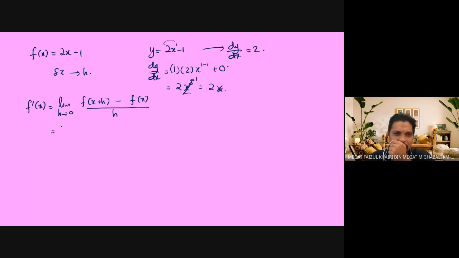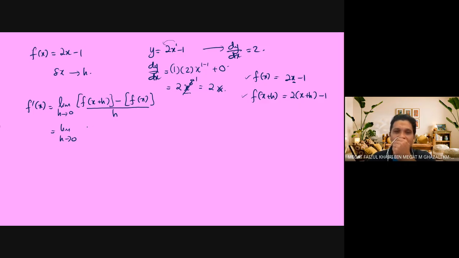Okay, so limit of h approaching 0, and now f(x+h) minus f(x). So just imagine that this f(x) is 2x minus 1. For f(x+h), the variable x here we're going to substitute with x plus h, so 2(x+h) minus 1. Okay, so this is f(x) and this is f(x+h).